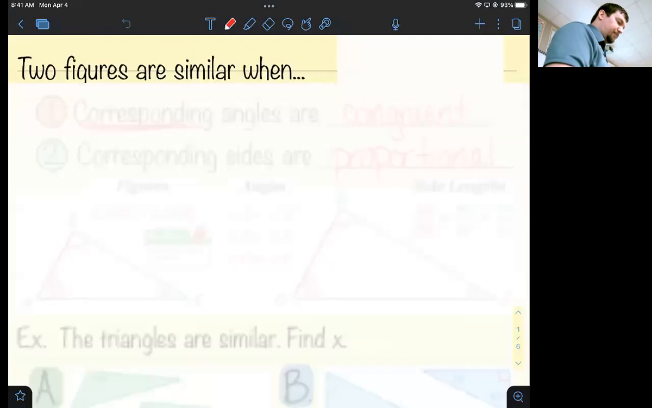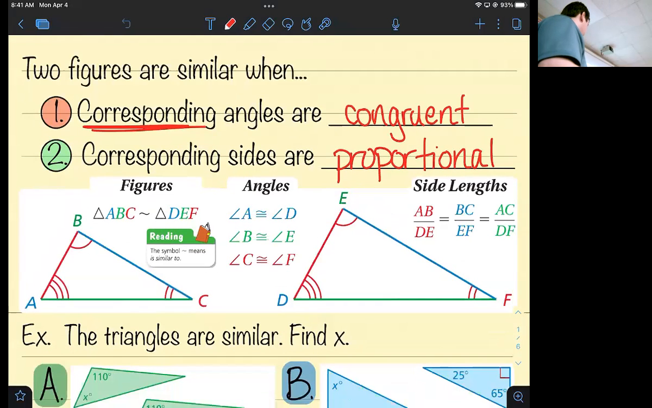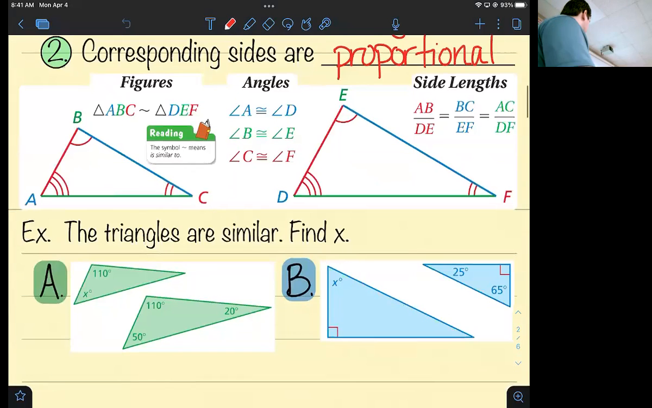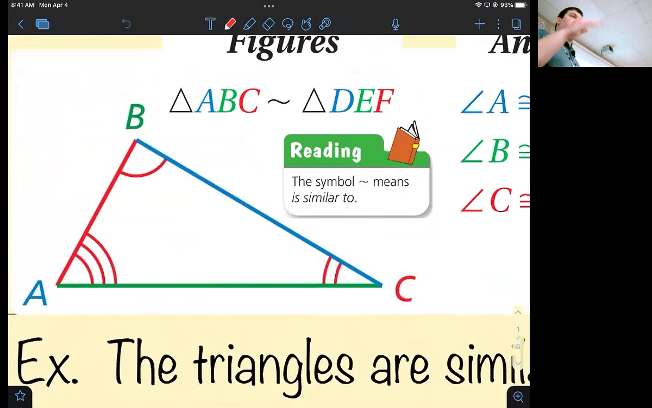Okay. All right. So these two things are true if your triangles are similar. The corresponding angles are going to be the same, congruent, and the corresponding sides are going to be proportional. So let's move into our first example. By the way, this little squiggly line right there means similar to. Shows you those two triangles are similar. Not the same size, but the same shape.